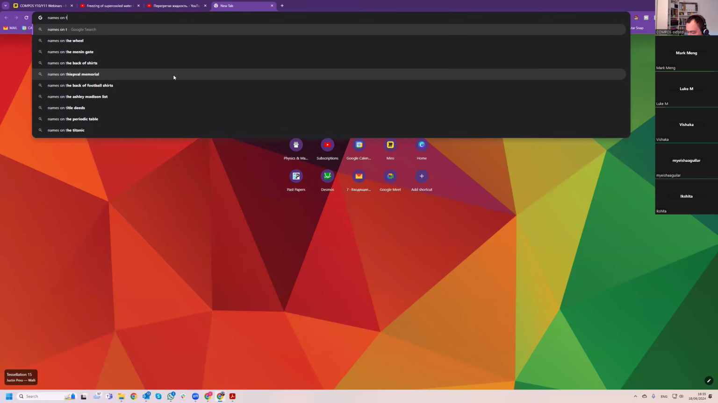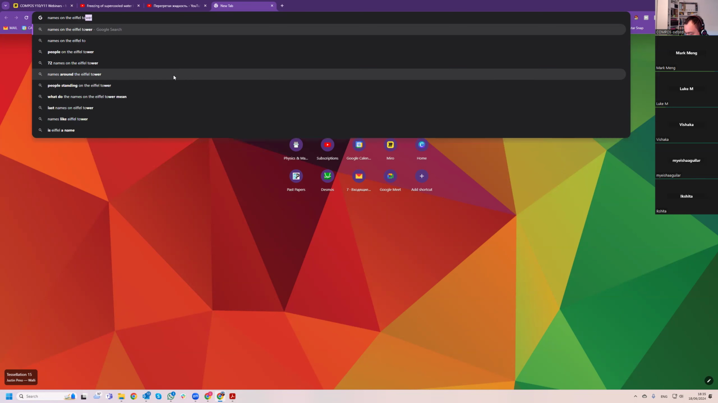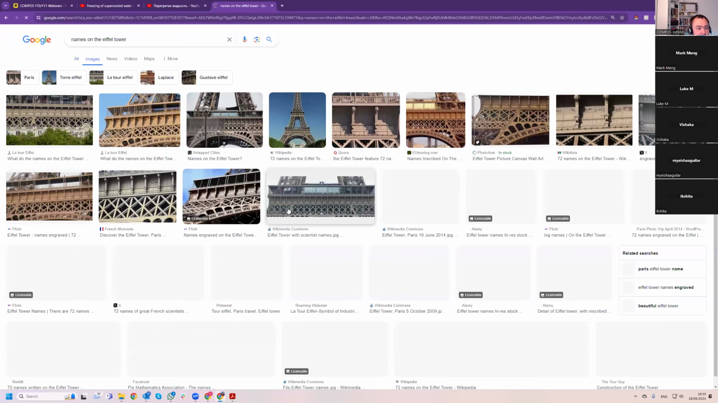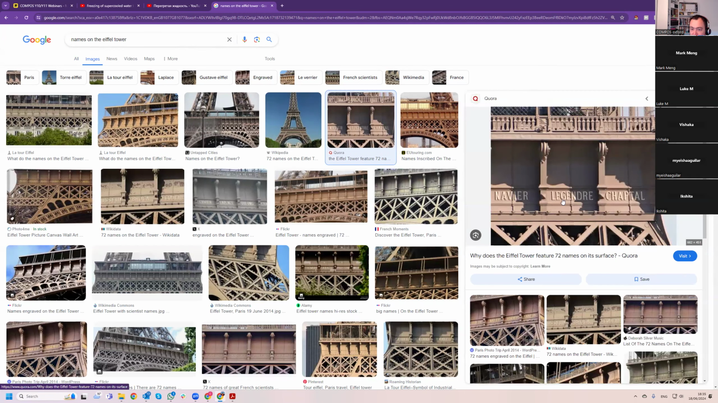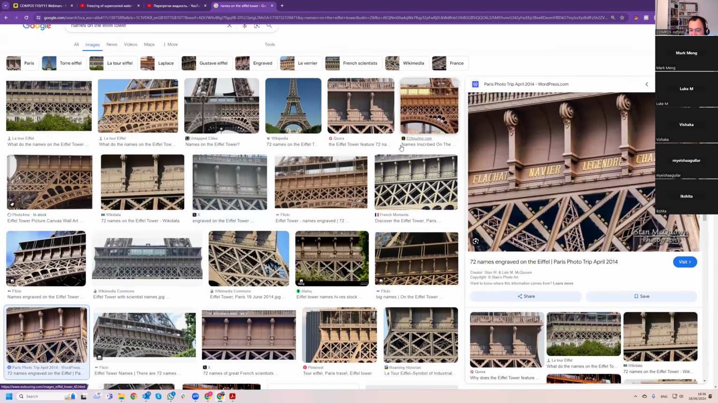Names on the Eiffel Tower. Here. Navier. I don't know how to read some of them. Cuvier, Laplace, Dulong. So all the names that you will study in the first 3 years of university are on that tower. So that's really cool.